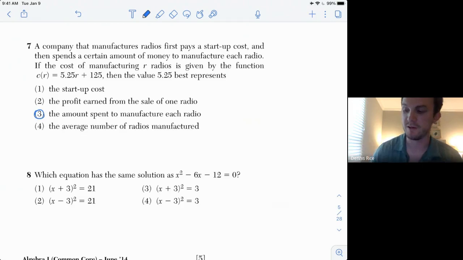Yeah, 5.25 we clearly know is the rate, right? So the keywords are something with each or per, and it makes sense: how much it costs for each radio. What would 125 be? I know it didn't ask this, but what would you say 125 is in this scenario? Which choice would fit 125? The startup cost, yeah. The y-intercept is always this idea of some initial starting amount, something that just happened once.